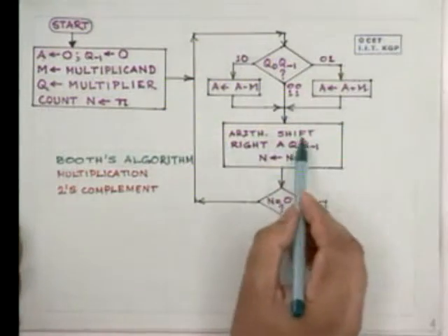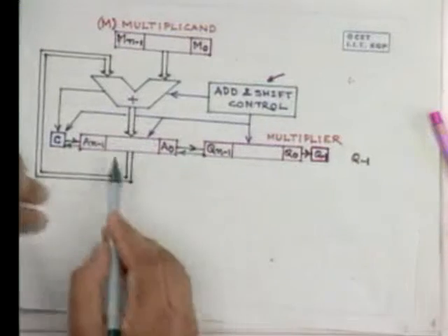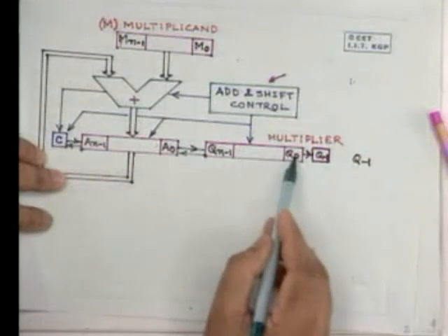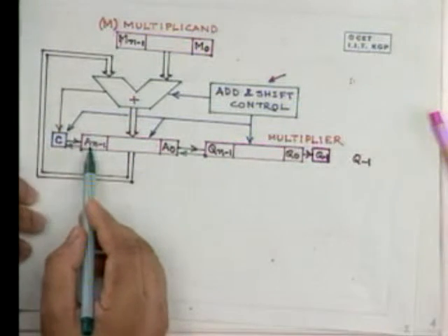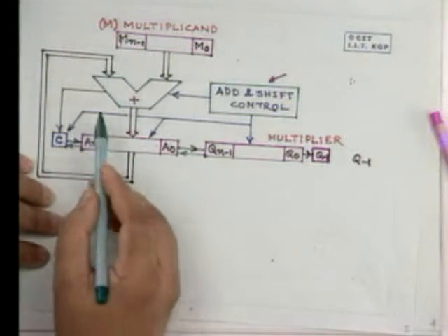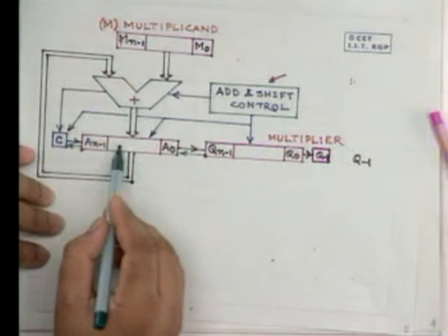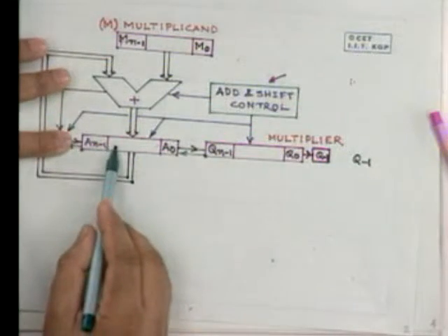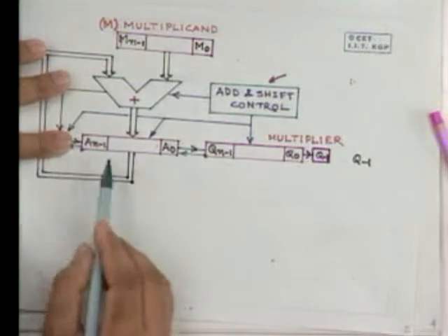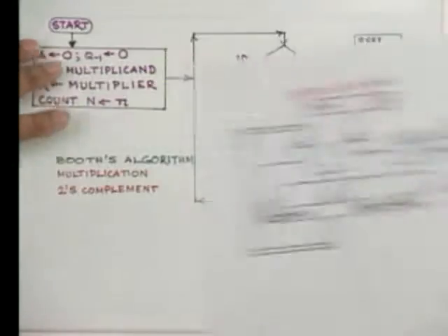We make an arithmetic shift right of A, Q and Q minus 1. That means this A, Q and Q minus 1 is given an arithmetic shift right. By arithmetic shift right, we mean that whatever is the sign bit here is replicated. This C bit is not entered into the A register or the accumulator. Whatever be the sign bit, that is replicated.